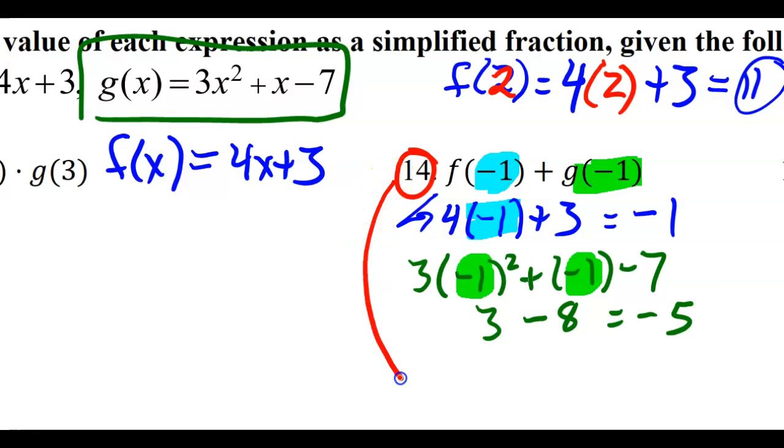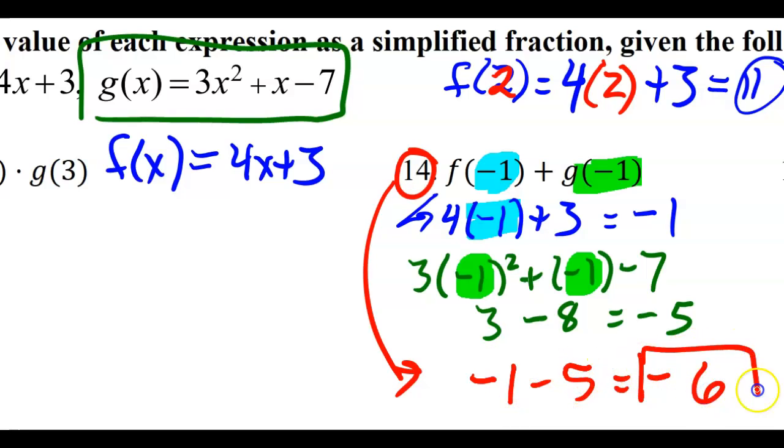Those are my two numbers. Once I have the two numbers, I then do the math on them. So it turns into negative 1 minus 5, negative 6. Okay? In the end, if you have a value that you're putting in, your answer should be a single number.